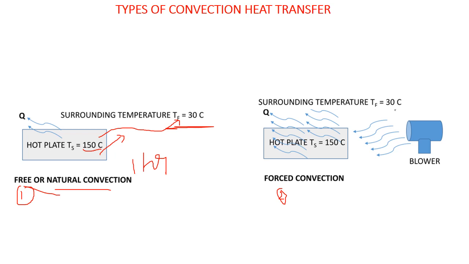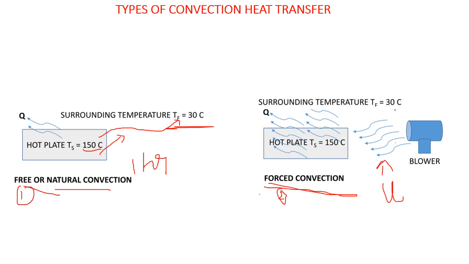That type of heat transfer is called free or natural convection. In the second case, you can see another type of heat transfer, called forced convection. In forced convection heat transfer, there should be some external equipment like a blower, fan, or compressor. What is the use of a blower? A blower is a device which is used to blow the air with high velocity.